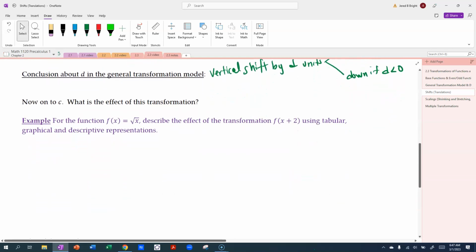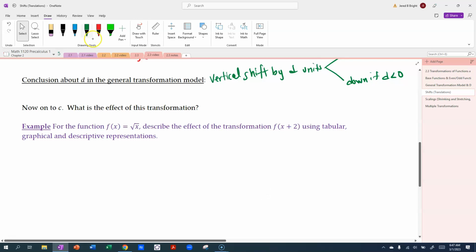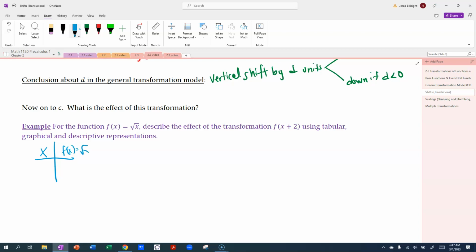Okay, what about this one? So we're going to change our base function to just square root of x. So again, if you need to imagine the base table, f of x is square root of x, and again, this is just the y value, so we have x values 0, 1, 4, and 9, and with that we said we had the y values 0, 1, 2, and 3.